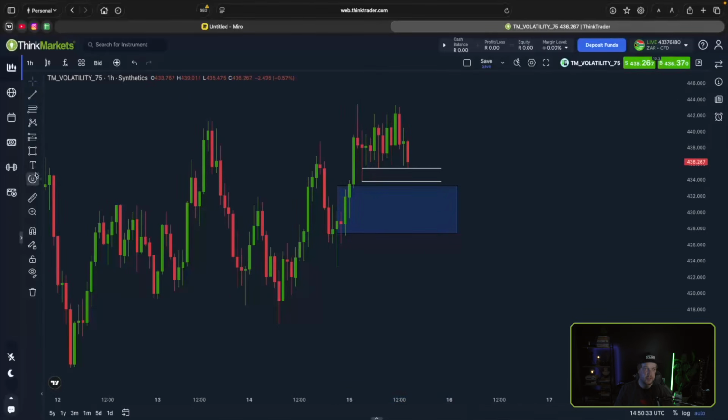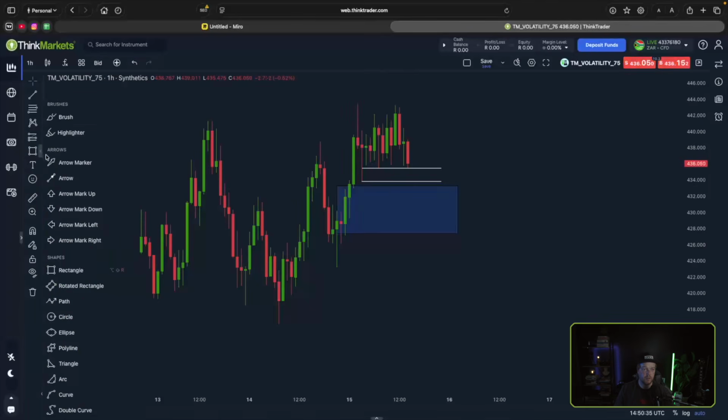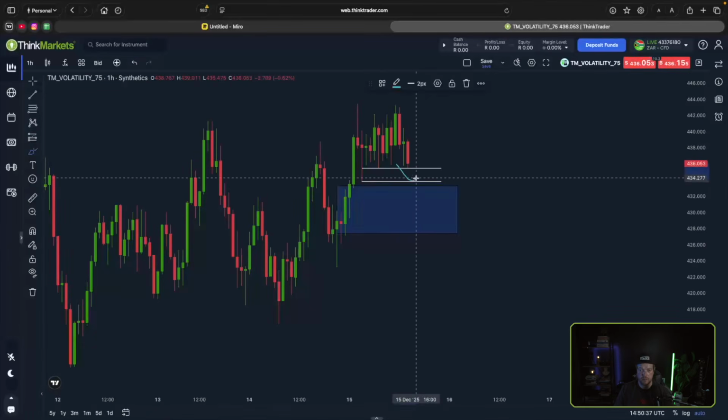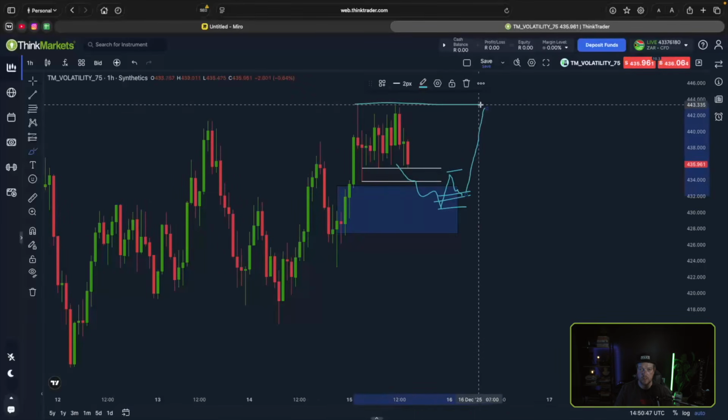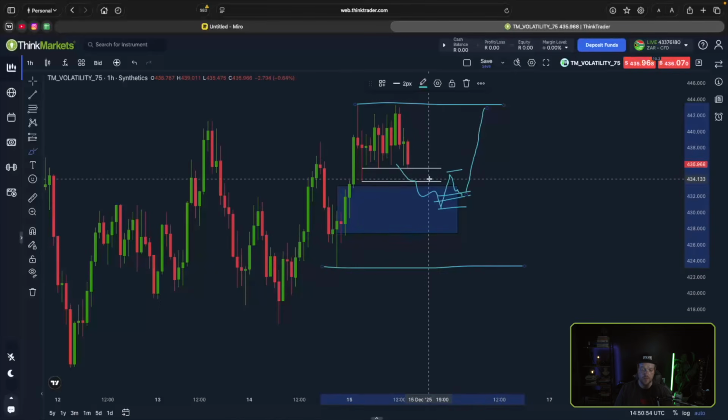And then on the lower time frame, we want to wait for something like this to happen. We took the liquidity, market structure shift, draw our fib, price enters our zone, and then we want to target this high right over there. Or price can take out this low right over here, and price can do something like this.